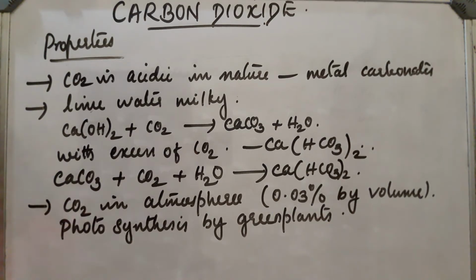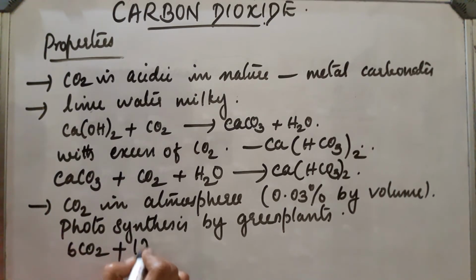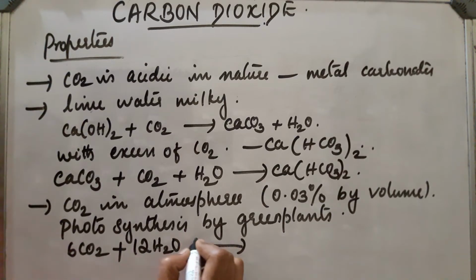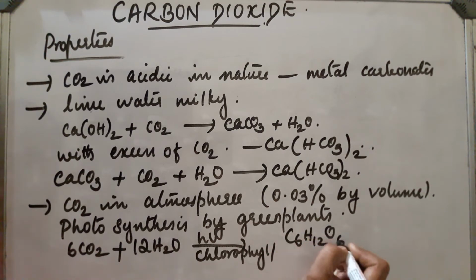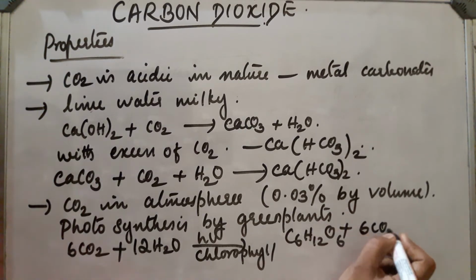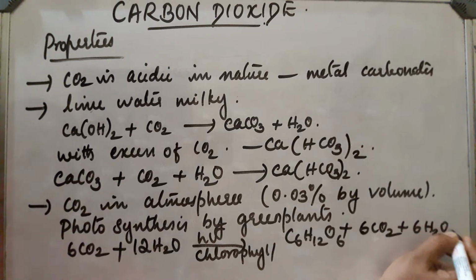The reaction is 6CO2 plus 12H2O in presence of sunlight and chlorophyll gets converted into carbohydrate, C6H12O6, plus 6O2 plus 6H2O. So carbon dioxide is removed by green plants from the atmosphere.